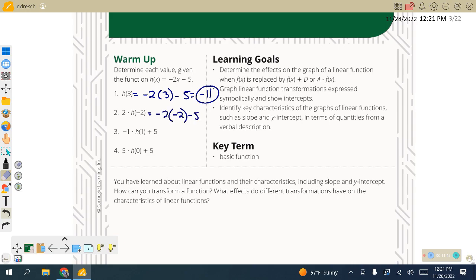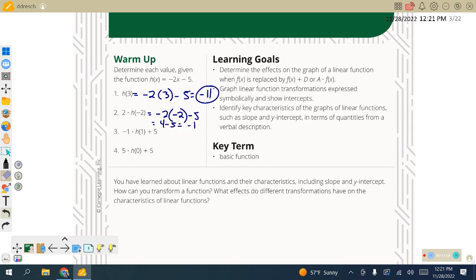You know how to do that. You know how to plug in -2. You know how to type that into your calculator. What do you get when you type that into your calculator? Okay. Well, what's -2 times -2 give me? 4. And what's 4 minus 5 give me?